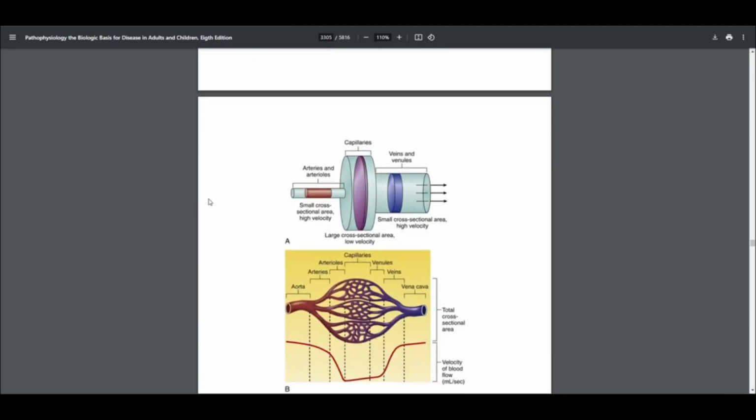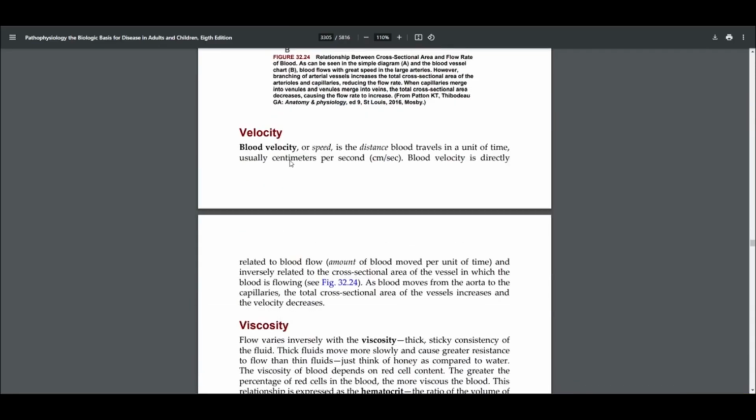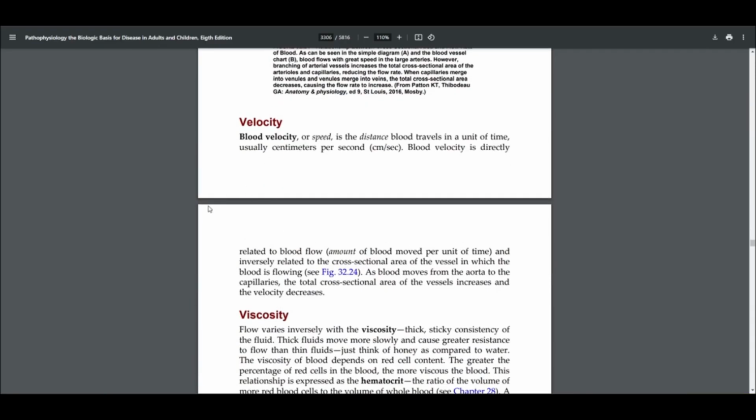So if we're looking here at an artery, where the small cross-sectional area has high velocity, it goes through capillaries, where the large cross-sectional area has very low velocity, and our veins and venules have a small cross-sectional area of high velocity. I would even say that's a medium velocity. So, what does that mean for us in terms of velocity?